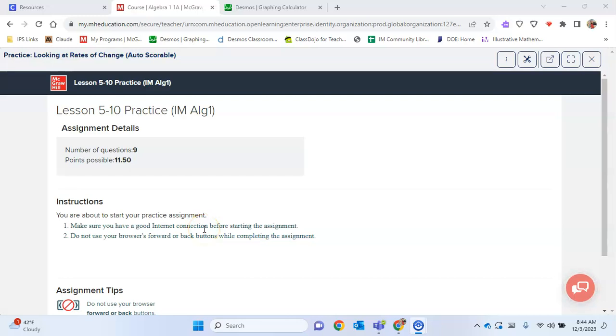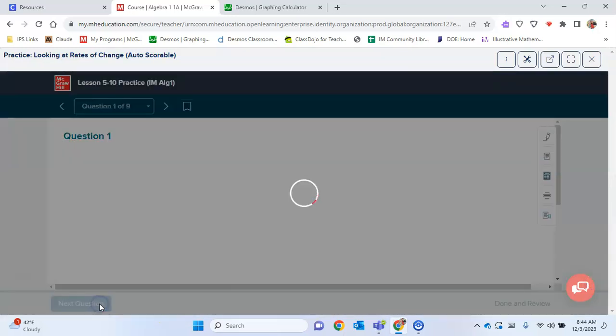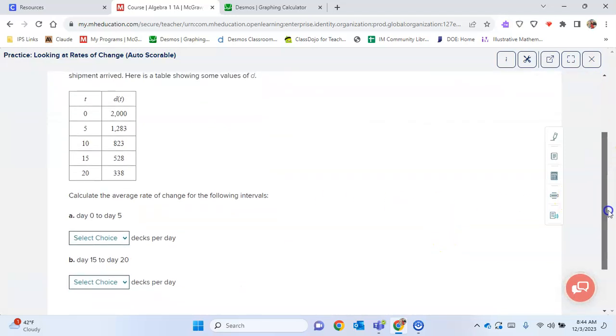Lesson 5-10 Practice. Looking at rates of change. Question 1. A store receives 2,000 decks of popular trading cards. The number of decks of cards is a function d of the number of days t since the shipment arrived. Here's a table showing some values of d. Calculate the average rate of change of the following intervals.